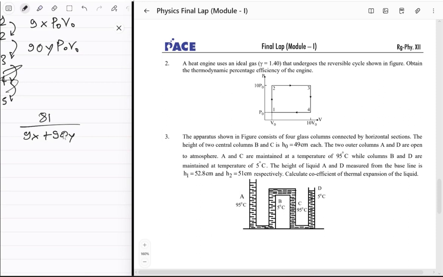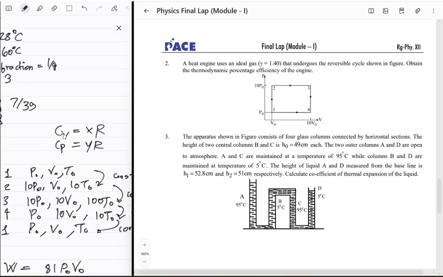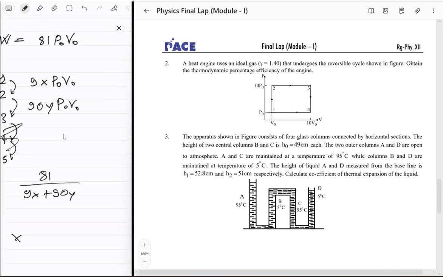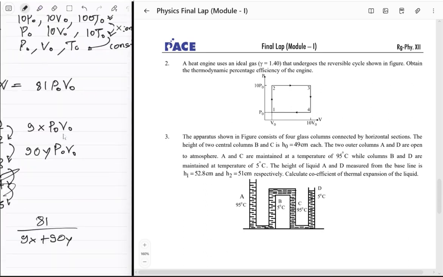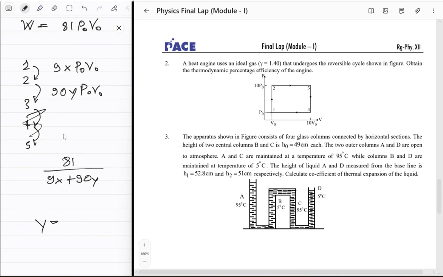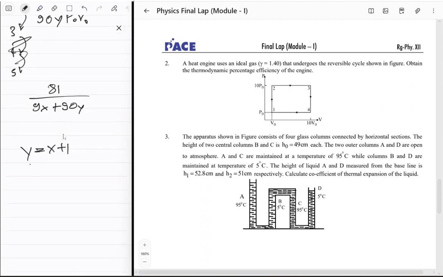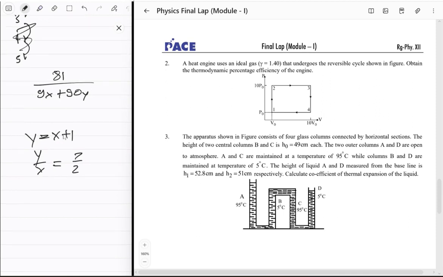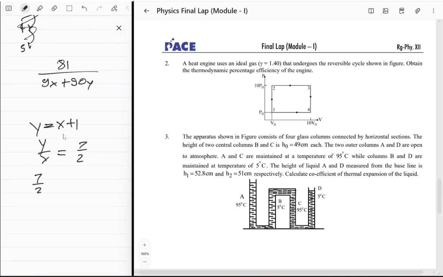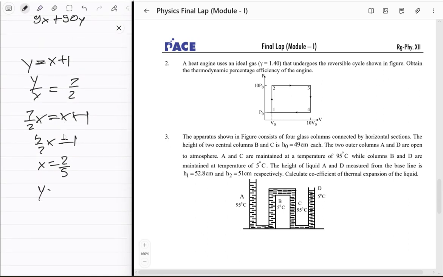I don't like this thing. So you know that y is equal to x plus 1, right. And y upon x is 7/2, I guess. So put that in there. 7/2 x is equal to x plus 1, that is 5/2 x is equal to 1, x is equal to 2/5. This is bad. y is just equal to 7/5. I get it, but this is just too much.